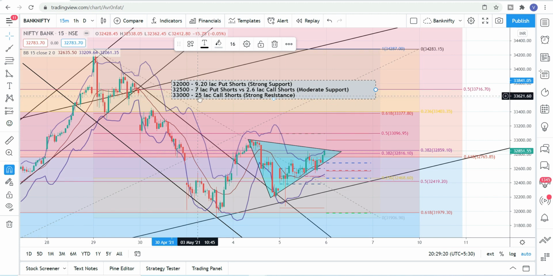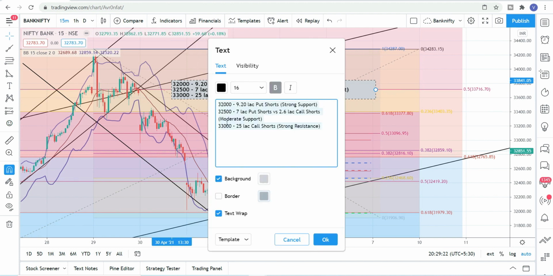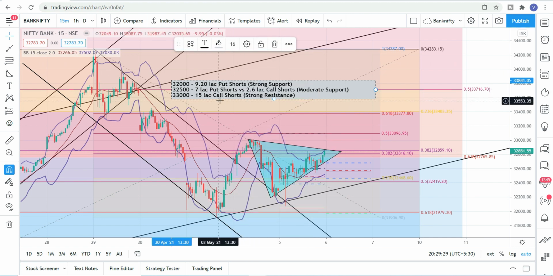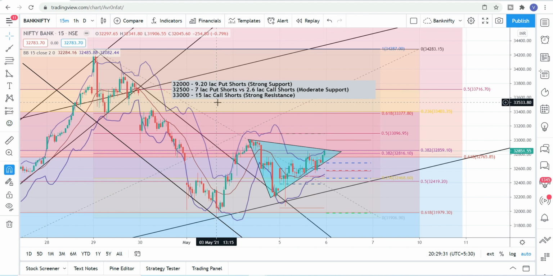Okay, this is something wrong, just a minute. This should be 15 lakhs and not 25 lakhs. And we got around 15 lakh call shorts at 33,000 levels.